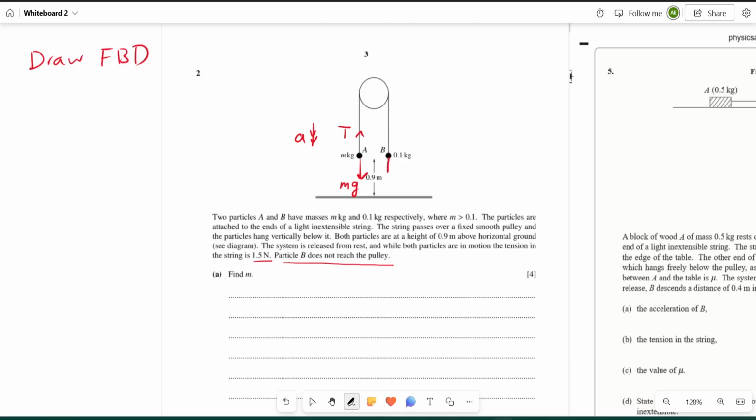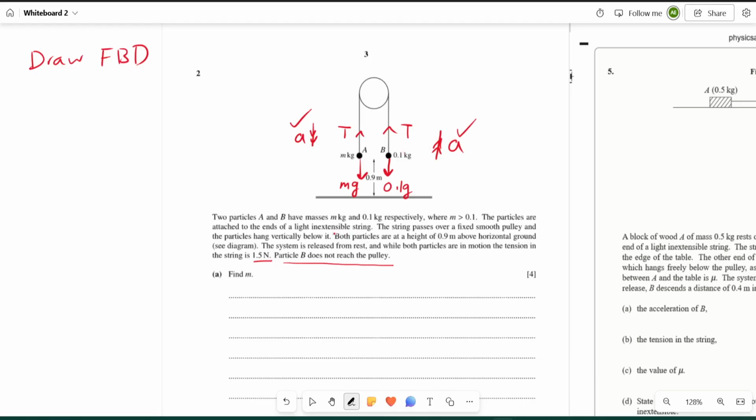Let's do the same for particle B. That's going to be the weight, which is 0.1, the mass, times acceleration of gravity g, and we'll have the tension up, and B is going to move upwards with which acceleration? A as well. Why did I name it A, not A1 and A2?